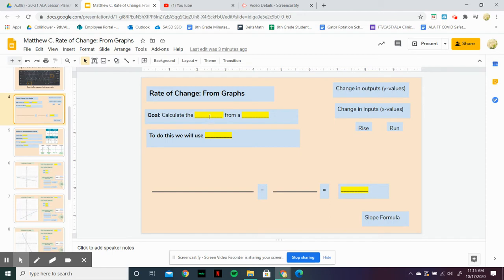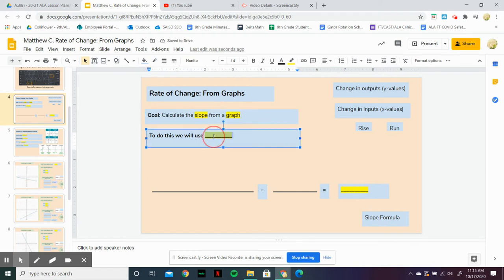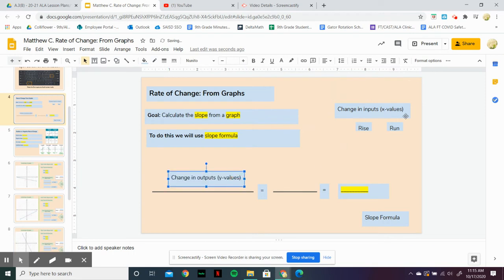Our goal in this activity is to calculate the slope from a graph. We know that rate of change and slope are the same thing. To do this, we're going to use the slope formula. And this time our slope formula looks a little bit different, but we know that it is the change in outputs, which is the y values, divided by the change in the inputs, which is the x values.